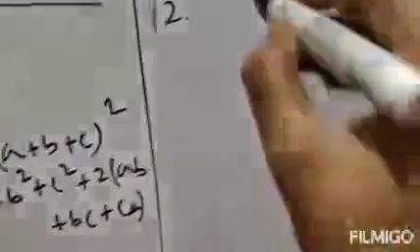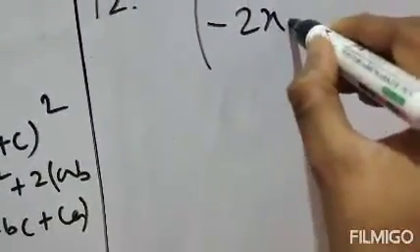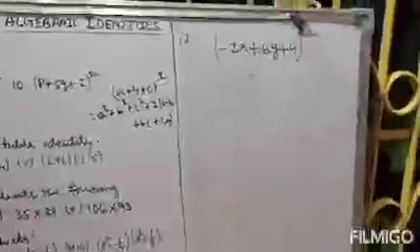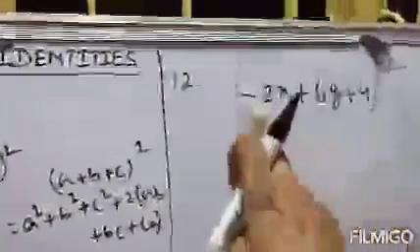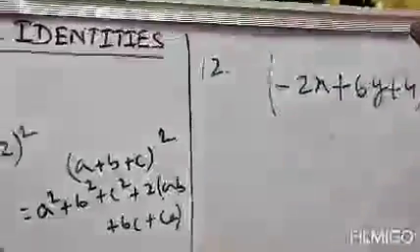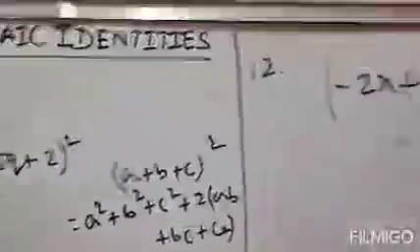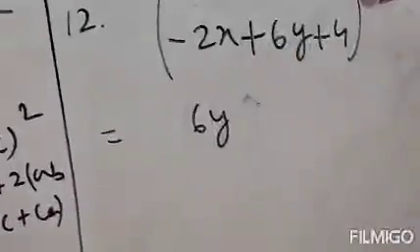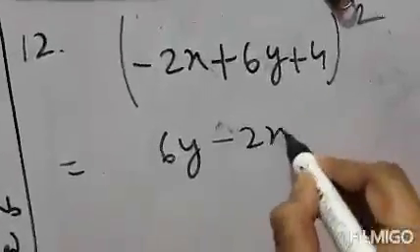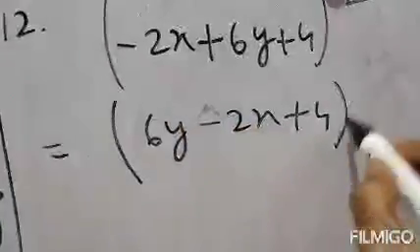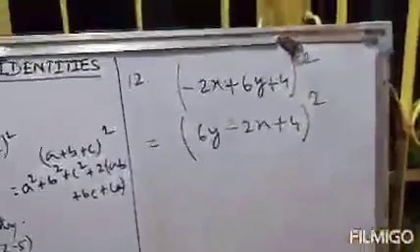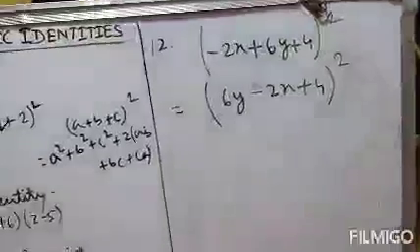Next question is question number 12. Question number 12 is minus 2x plus 6y plus 4 whole square. Now here a minus sign is present. So we will arrange this and then put it in the formula to solve. So just arrange this, like just take 6y first because 6y has a plus sign. Take 6y first, then minus 2x. Don't try to keep the minus sign first. Whenever the question has a minus sign first, just arrange them. Take the plus sign first to avoid error.